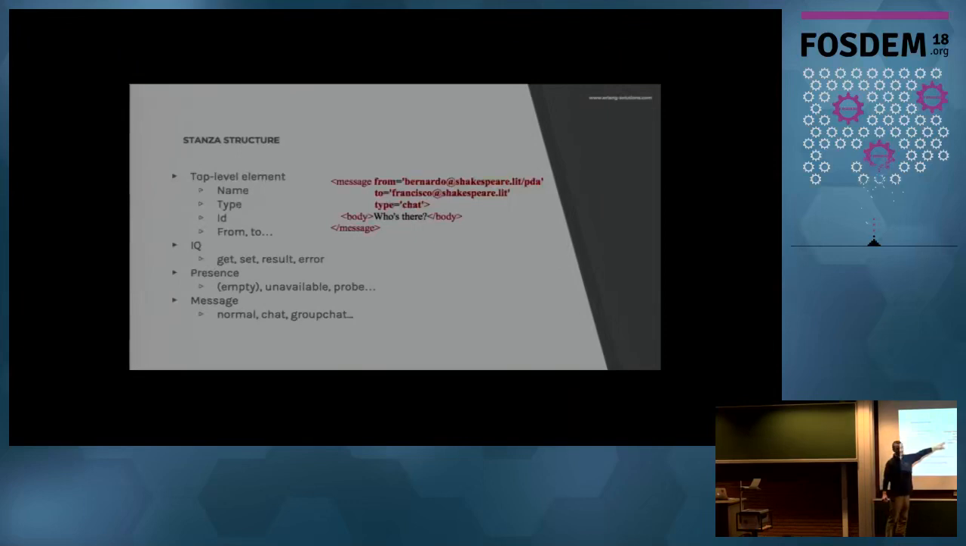There are a few predefined types, which are also non-modifiable. For IQ it is get, set, result, or error. So if you set some parameters, you send a set stanza, you get result okay, or error. If you get, the result is like your messages from an archive. For presence, it can be empty. Empty presence is I'm available, or unavailable, and so on. I mean, I could talk about XMPP till Thursday, so we are just going to skim along the surface. Messages are normal messages, which is just a one-to-one message to someone. Chat is a part of a longer conversation. Group chat is, well, group chat.